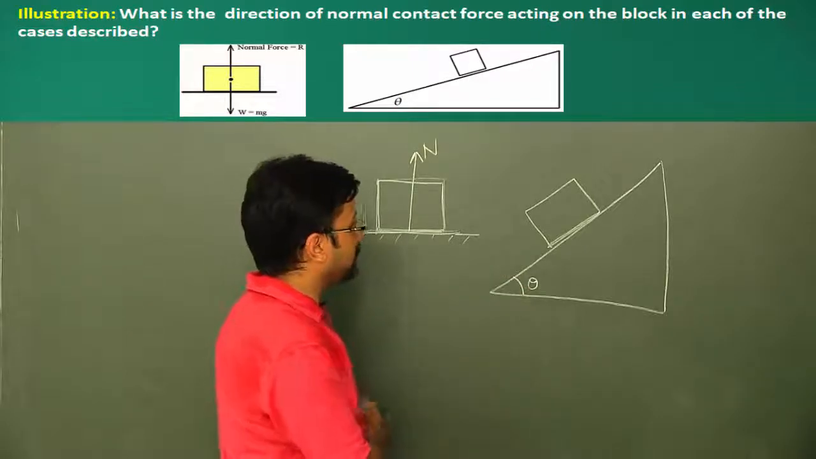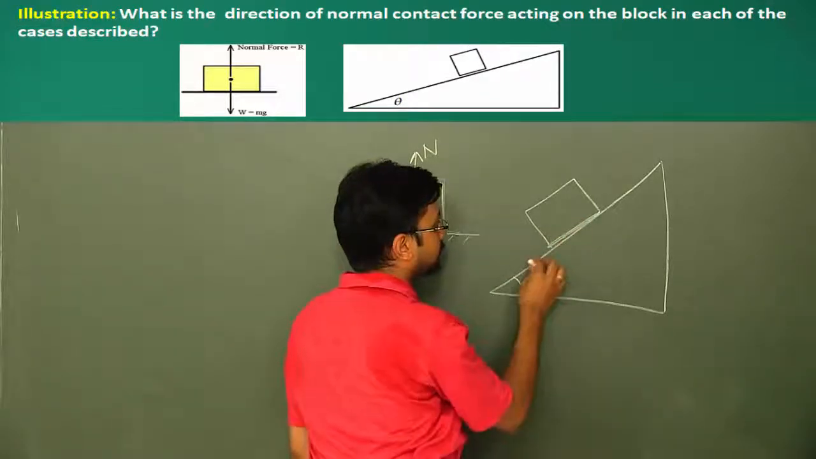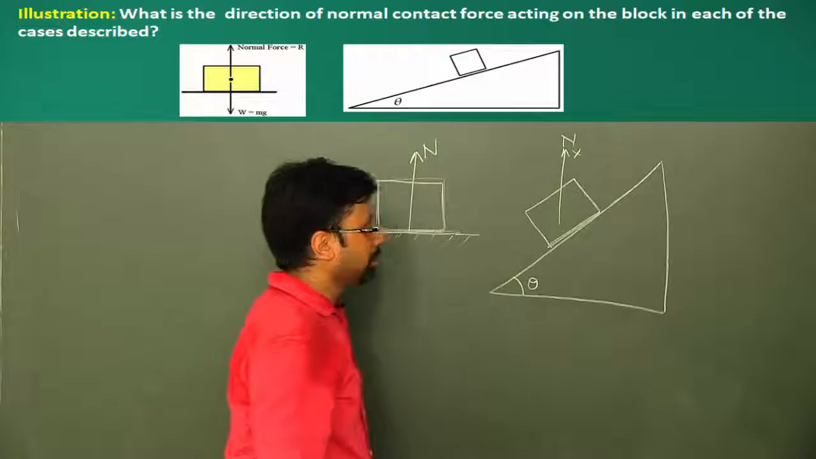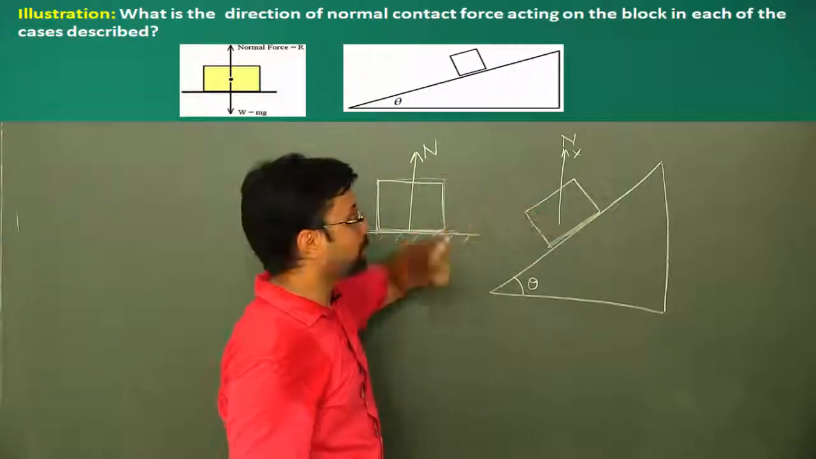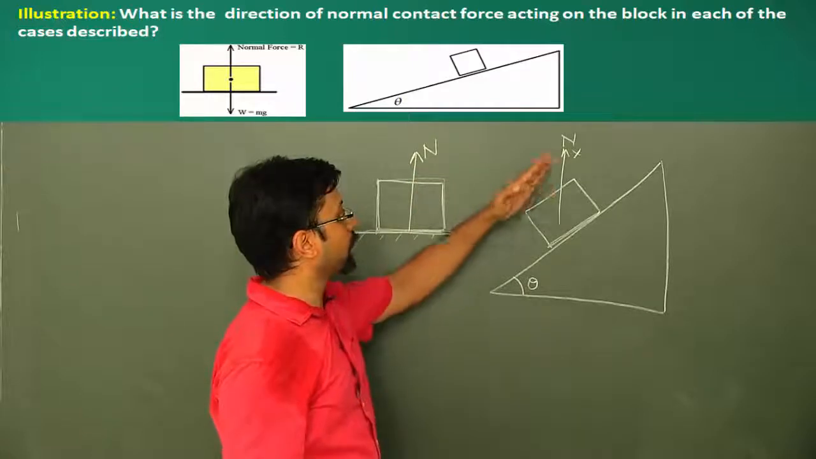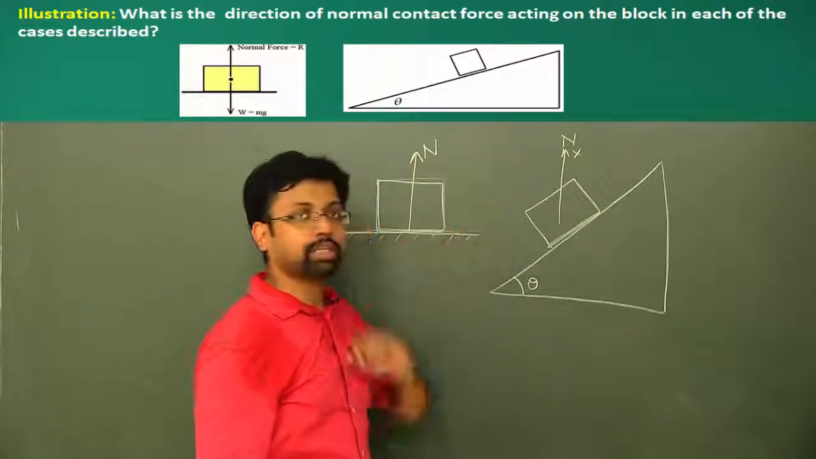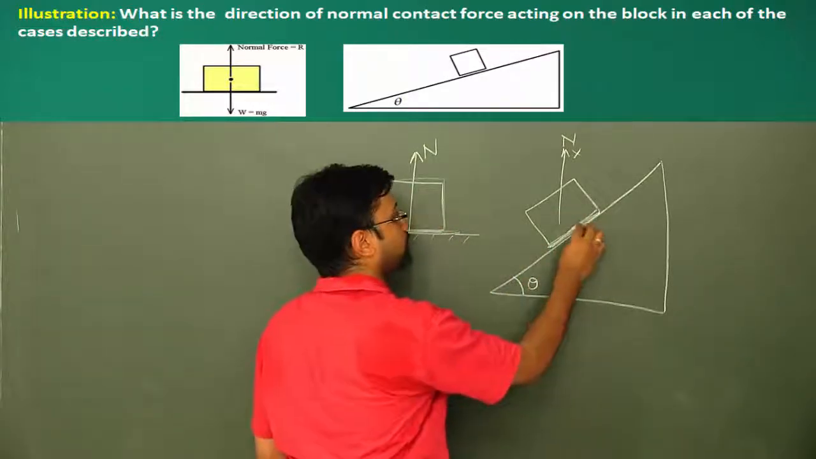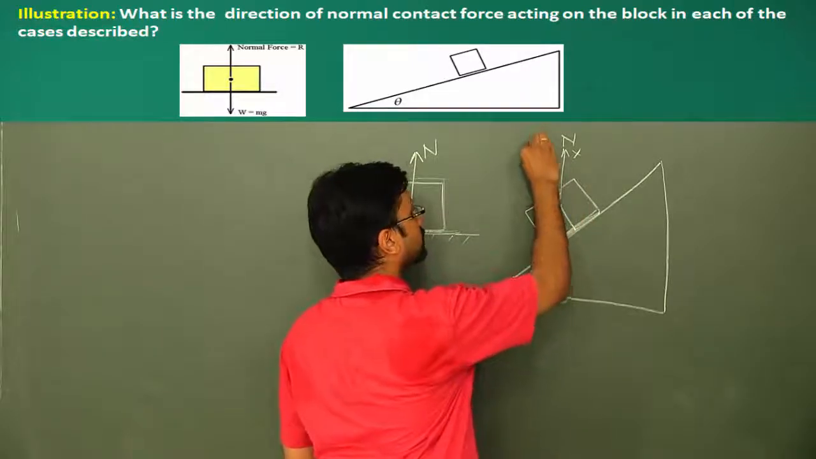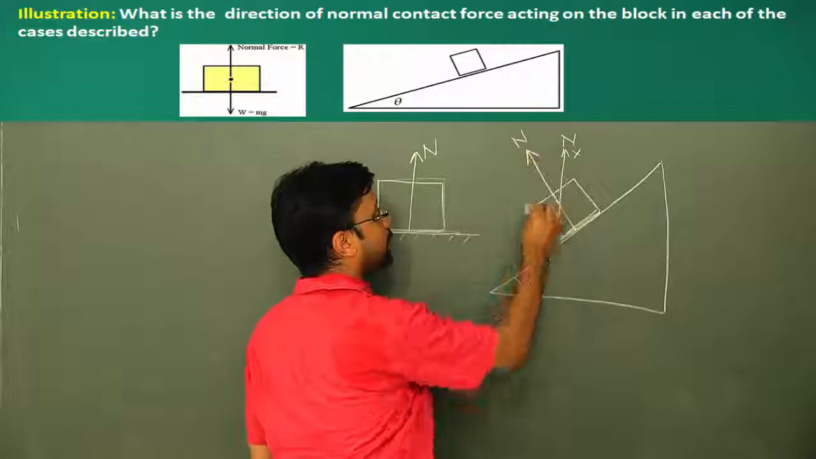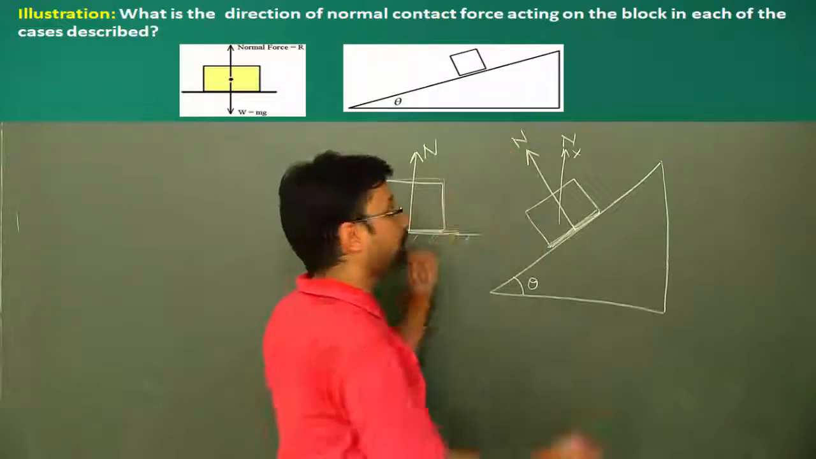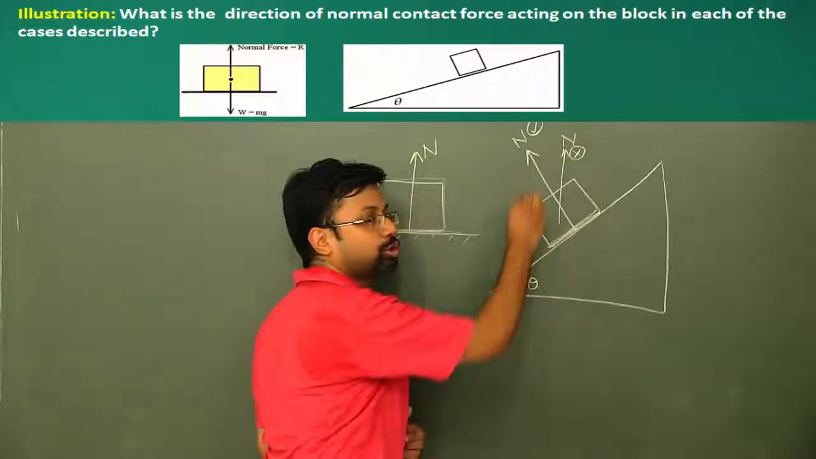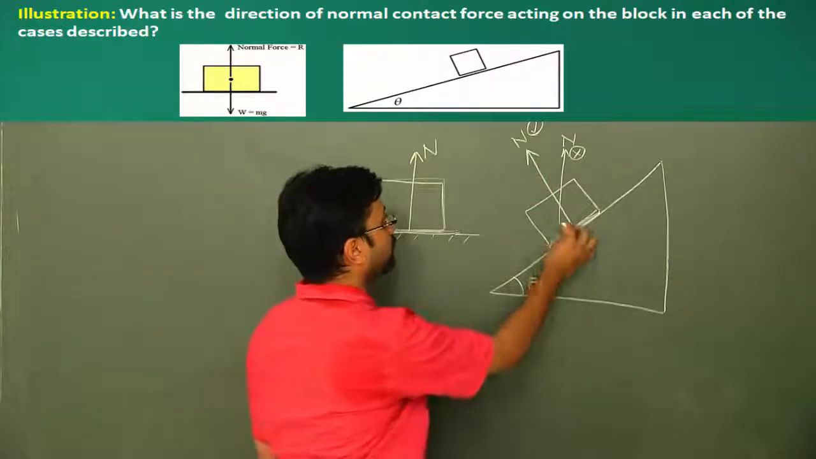In this particular case, how will it be? You might say that this is the surface, so it's going to be upwards, but this is incorrect. The surface is not like this. We have clearly stated that the normal contact force acts perpendicular to the surface in contact, and the surface is along this direction. And what is the perpendicular to this surface? It's going to be in this direction. So this is going to be the right direction for the normal contact force that the incline applies on the block. It is not going to be in the vertically upward direction. It's going to be inclined.